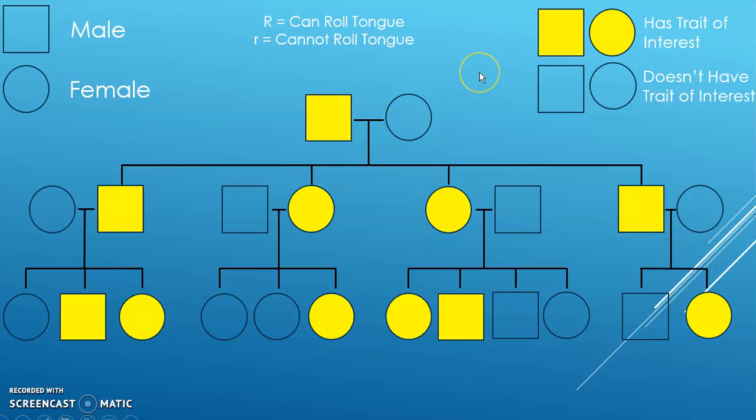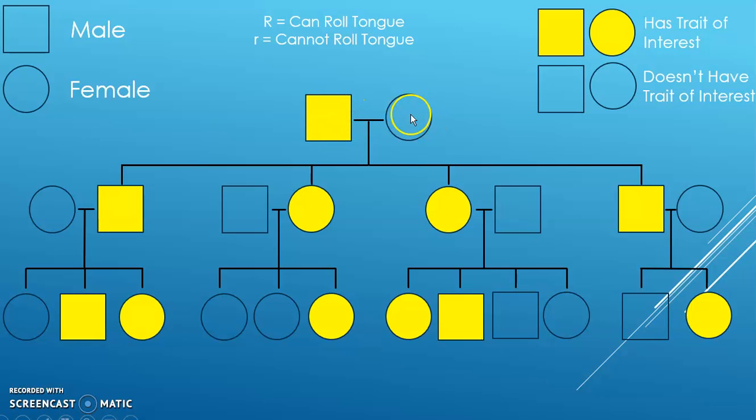We are going to look at tongue rolling. Tongue rolling is a dominant trait. If the person has that trait, their phenotype is that they can roll their tongue, their circle or square will be colored in. If they do not have this trait of interest, their circle or square will just be an empty circle or square. So let's look at Grandma and Grandpa.